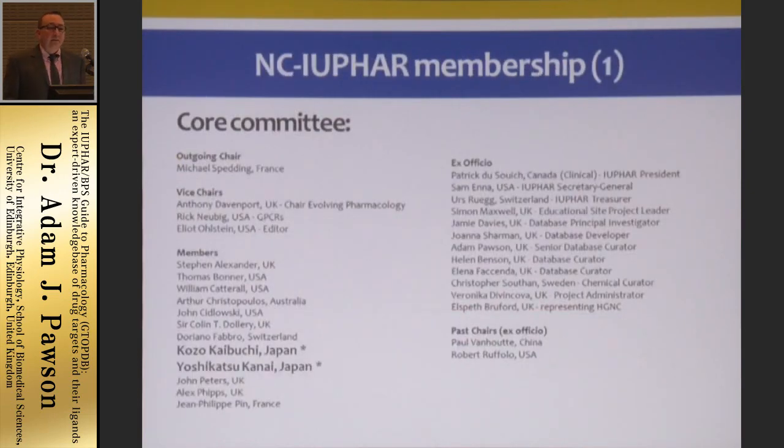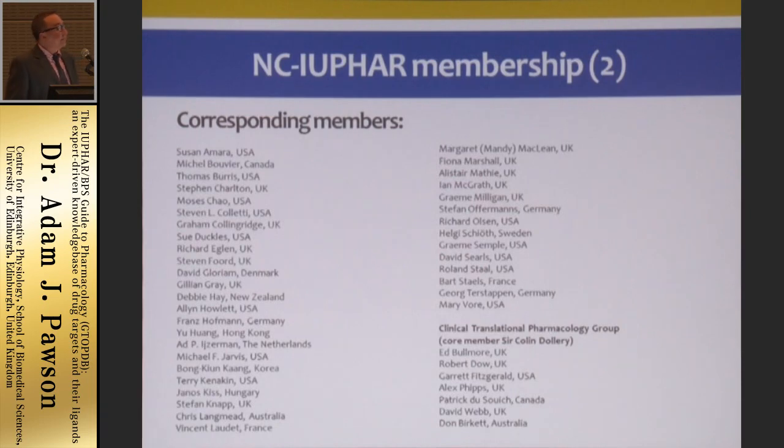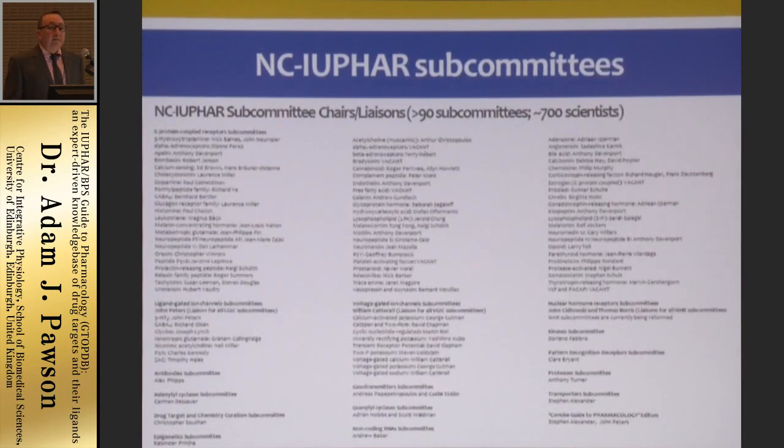And this is the core committee of NC-IUPHAR, which was chaired by Michael Spedding, and you see Professor Kayabuchi and Professor Yoshikatsu Kanai are members of the core committee of NC-IUPHAR. NC-IUPHAR also has a number of corresponding members which increase the global representation of NC-IUPHAR. And then I mentioned the NC-IUPHAR subcommittees. These are all the chairs for the subcommittees. So we have more than 90 subcommittees comprising more than 700 scientists.